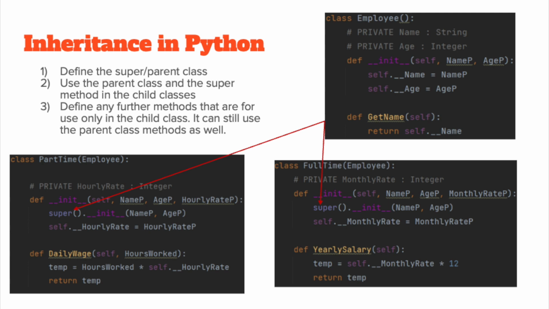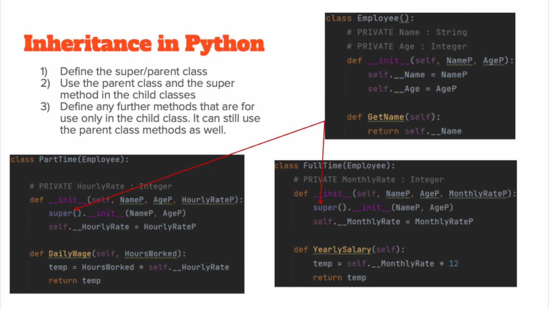So for the part-time class, we're going to have a daily wage method, which is going to take hours worked, and then it's going to use that for a calculation and return it back. And similarly for the yearly salary in the full-time employee, we're going to have a method which works out, using the monthly rate, what the salary is, and it then returns it. So that's how the structure would look.